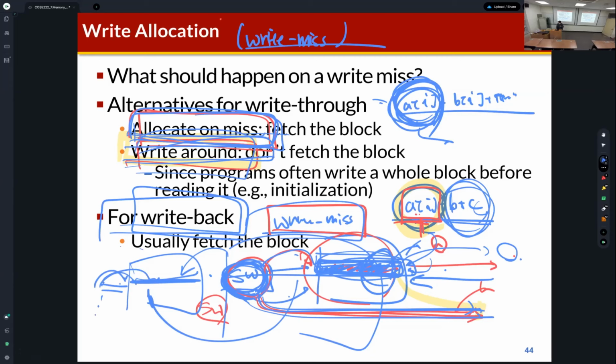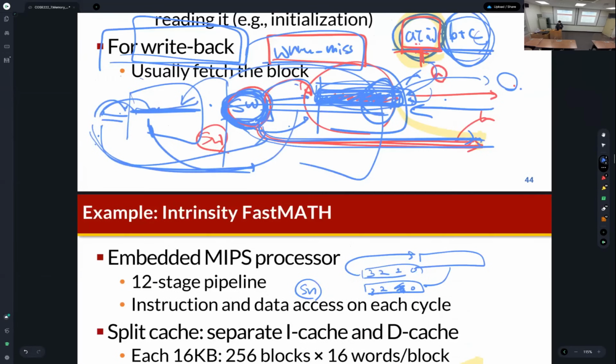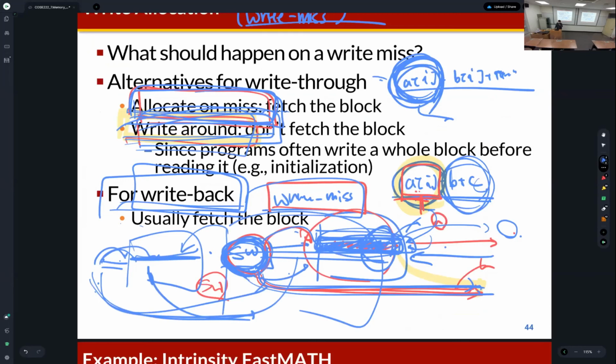And write around means that the write just updates the data. So write around means the write execution bypasses the cache, because the data is not found. The data is directly updated in the memory. Okay, this is the write around policy. And then I also explained that for the write back policy, we frequently use the allocate on miss.